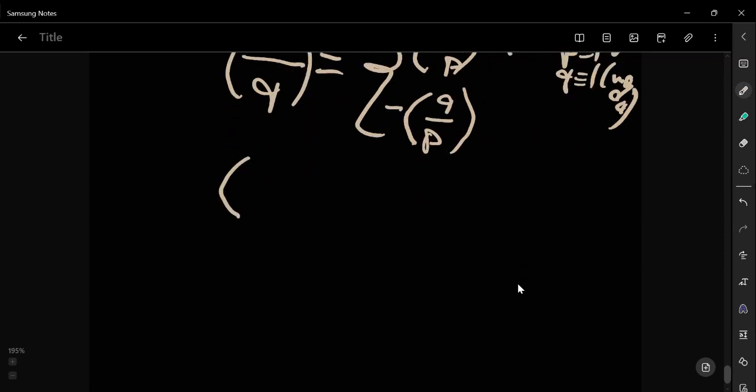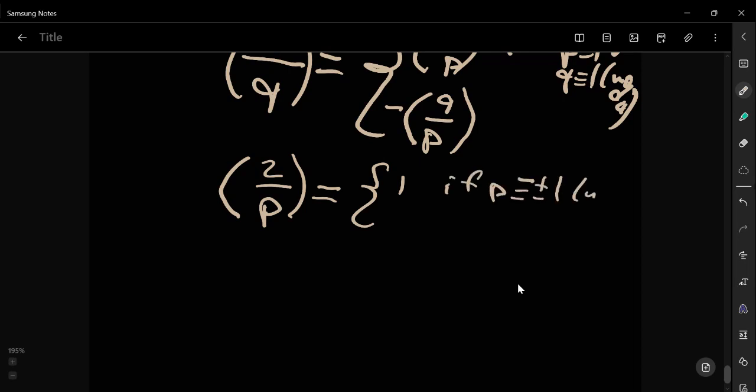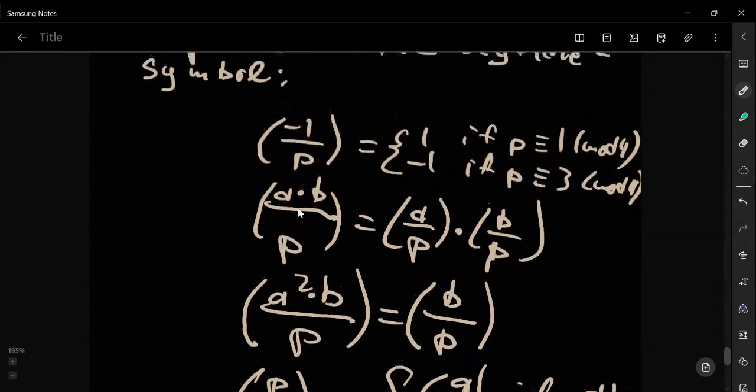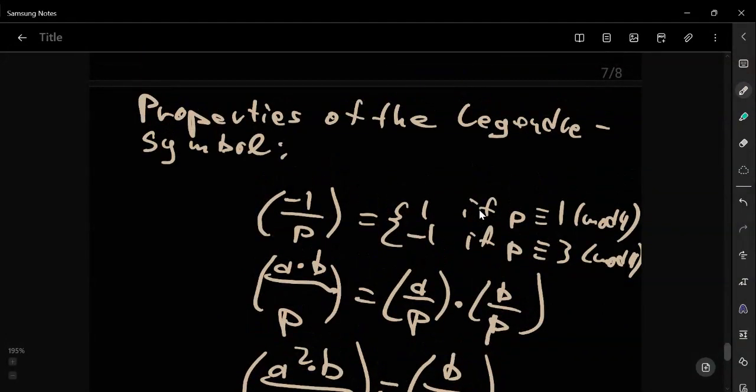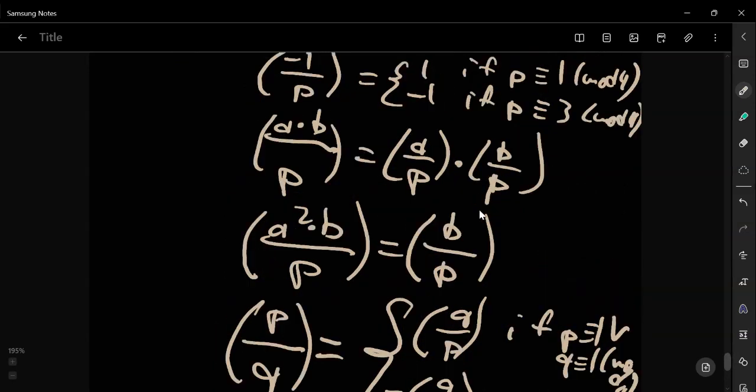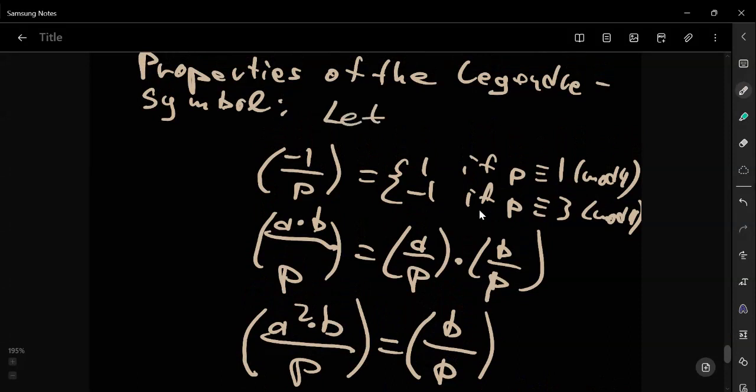We also have a property which allows us to compute 2 over p pretty easily. So 2 over p is going to be 1 if p is congruent to plus minus 1 modulo 8, and it's going to be minus 1 if p is congruent to plus minus 3 modulo 8. And maybe I should add, p and q are primes, but we don't want p to be 2, so it should really be an odd prime. Let p and q be odd primes.